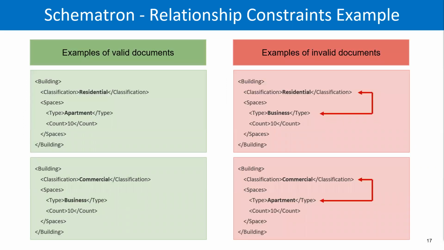So actually, sorry, these are examples real quick. On the left are our valid documents. You can see we have a residential building and the space types are apartment, and then building commercial is business. Flip-flop them, that's invalid, right? We don't want a residential building that has business. Maybe you do, but in this case, we don't. Next slide, please.